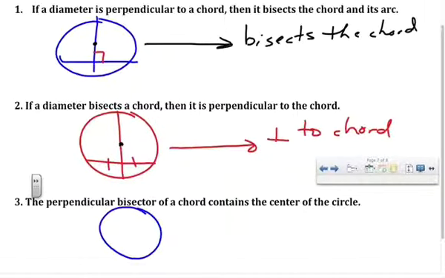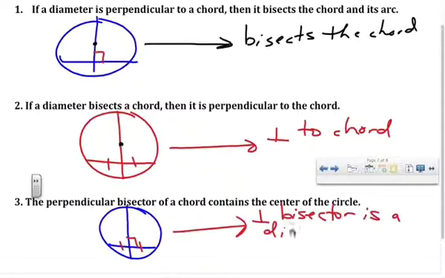And if I have a chord that has been perpendicular bisected, then I know that perpendicular bisector is a diameter. Some of these properties may seem kind of, well, duh, it's true. But what they allow us to do is to use one to conclude the other, basically. Wildly straightforward lesson. You'll have plenty of time to get started on your assignment.